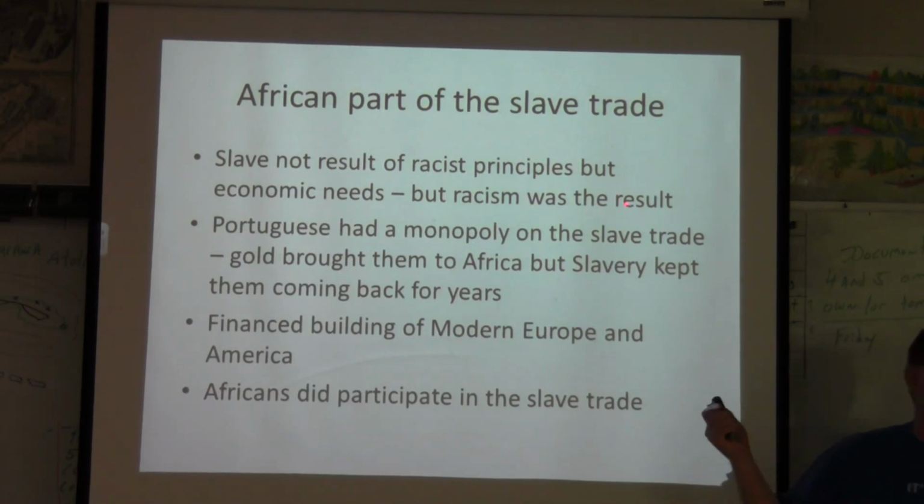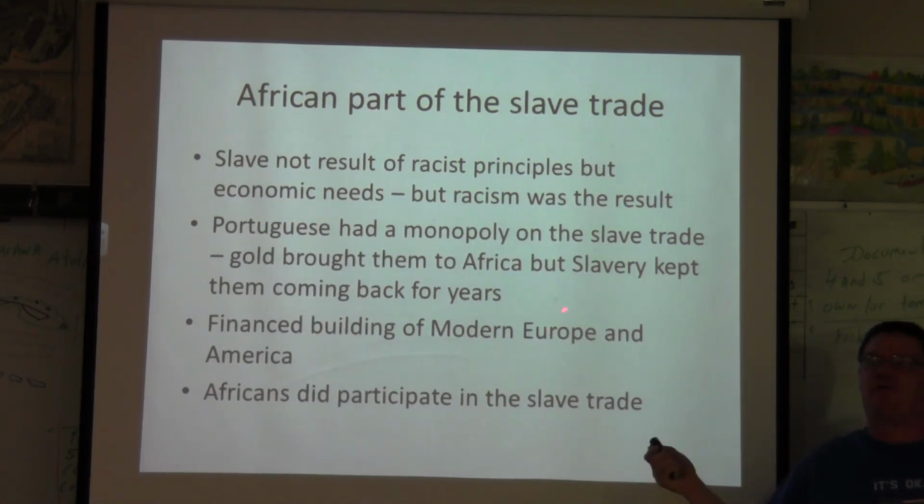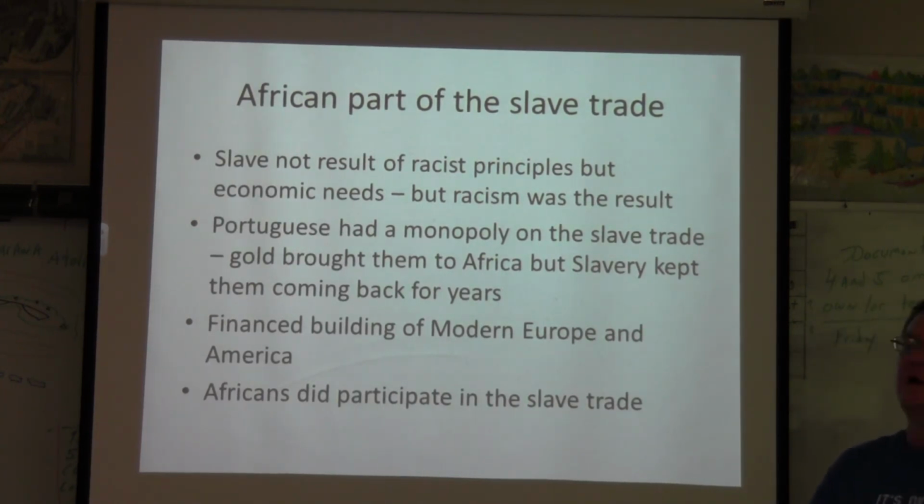But while the Europeans imported African slaves, Africa did play a role as civilizations on the west coast would go to the interior, capture rival tribesmen, and sell them to the Portuguese.